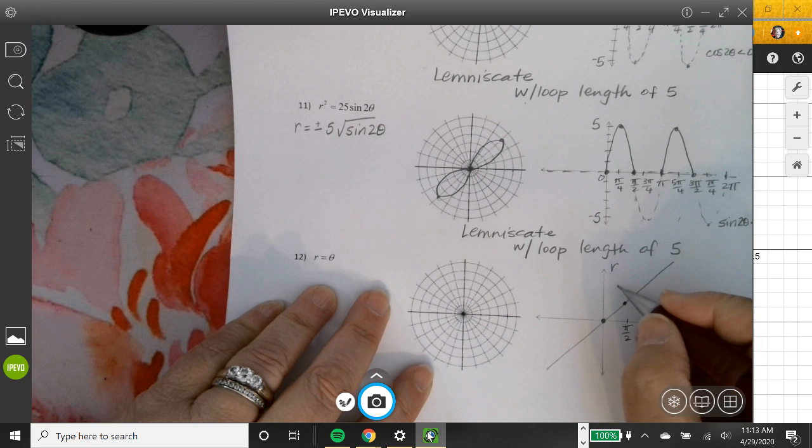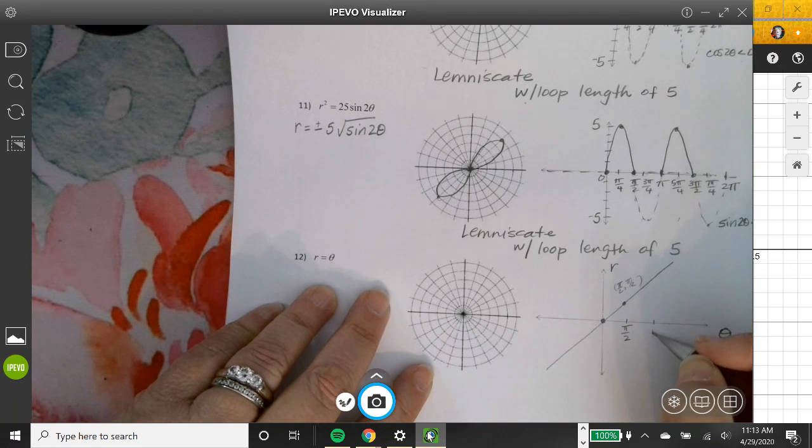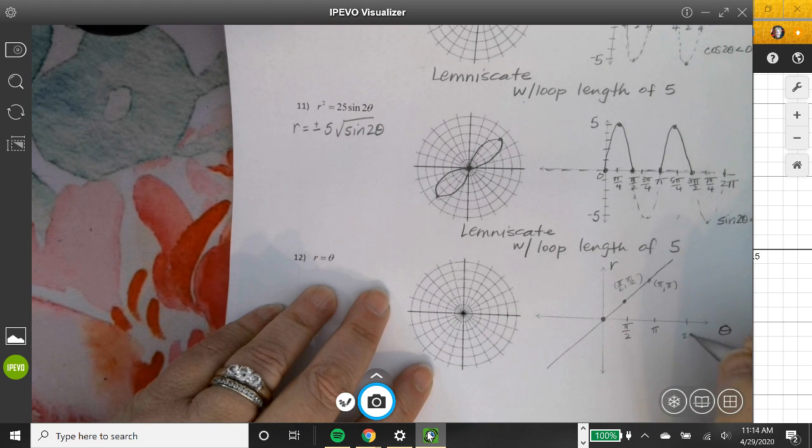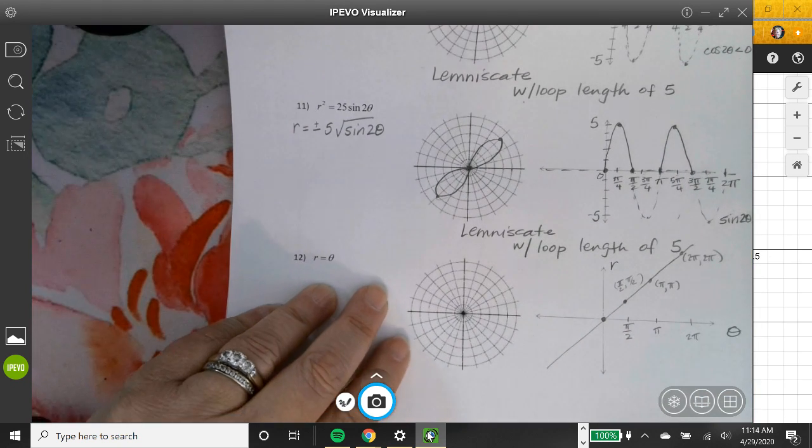Well, this point is, well, Mrs. Mother, it's pi over 2, pi over 2. You're right. What about pi? Well, this point would be pi, pi. I just like saying that, pi pi. And so on, right? And our last point might be 2 pi, 2 pi.